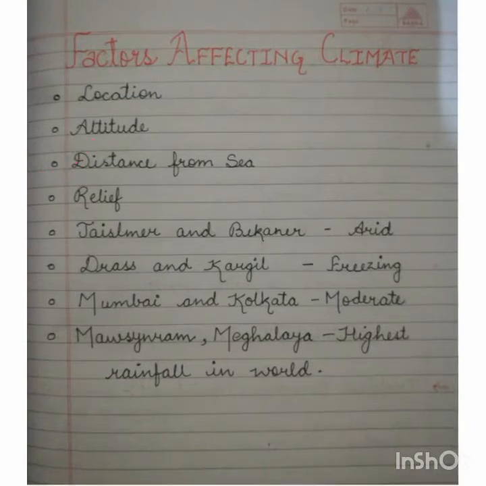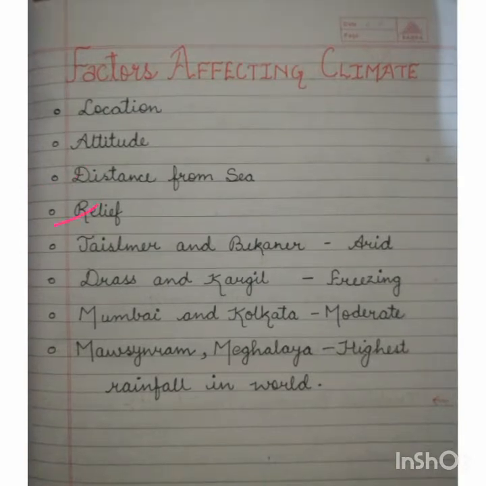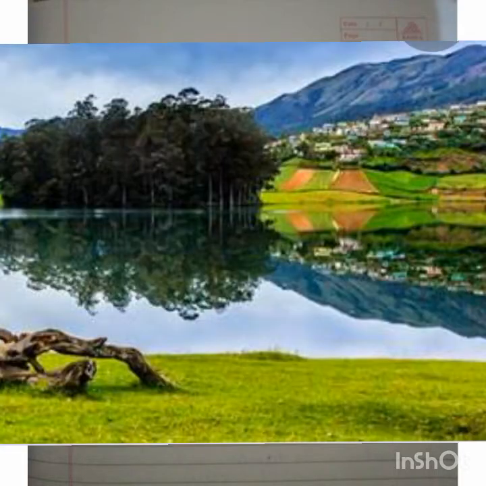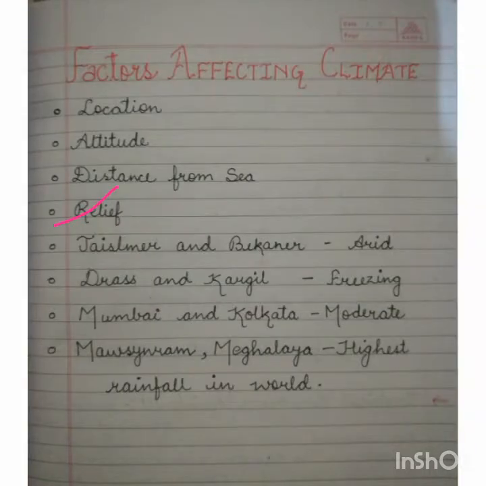Now the next factor is relief. The parts of India that are located in higher altitude enjoy cool climate because the temperature decreases with the increase in altitude. Therefore, hill stations like Kodaikanal or Ooty enjoy a cool climate, though they are situated in Tamil Nadu, which is near the equator.